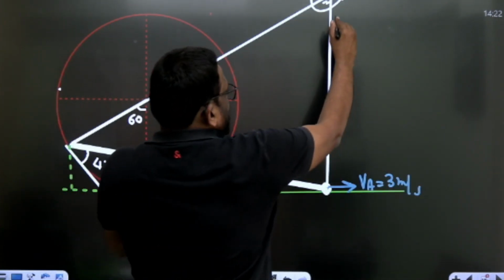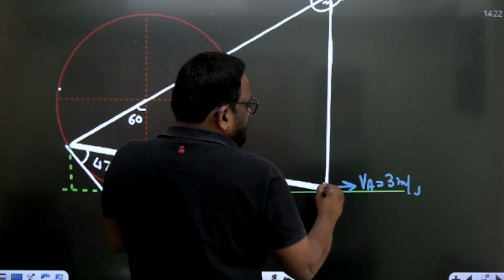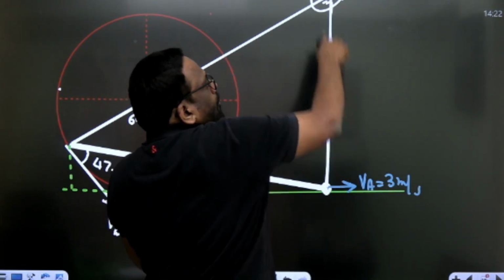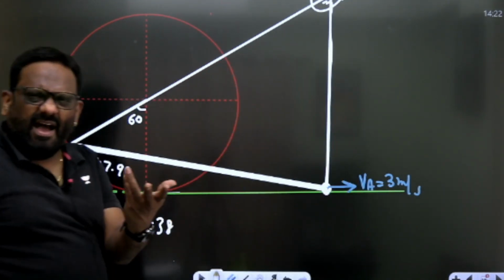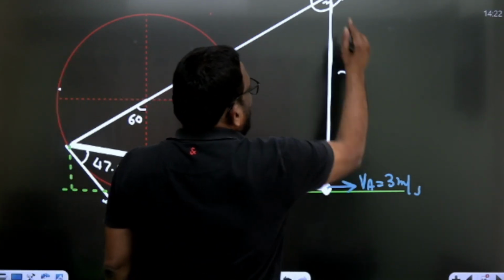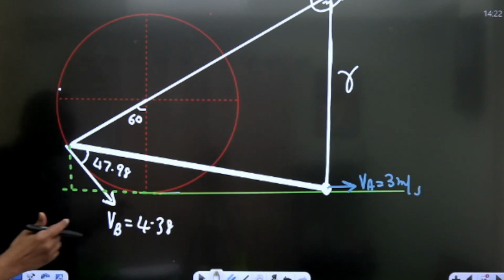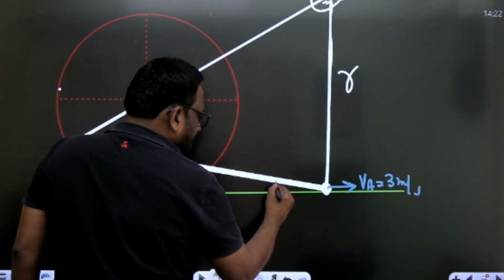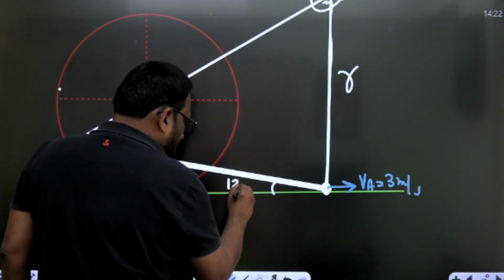Suppose I calculate this length. If this length comes, V is equal to R omega. Already I have done so many questions on this. But how to find this? Let this length be R. How to find out this? It is very simple, sir. And you know this angle. How much is this angle?